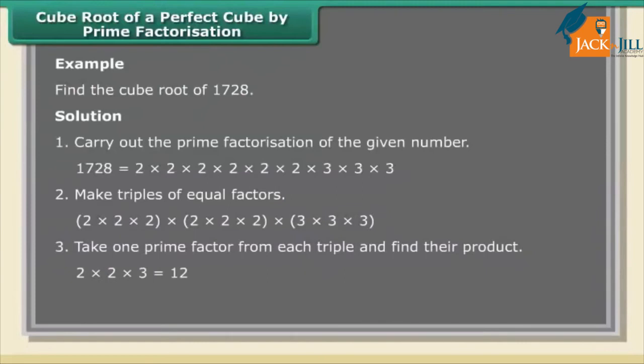2 × 2 × 3 is equal to 12. 12 is the required cube root, that is, the cube root of 1728 is equal to 12.